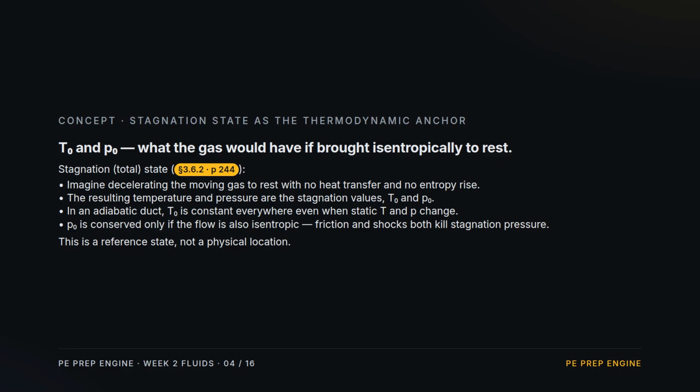The stagnation state is a reference. The moving gas brought to rest with no heat transfer and no entropy rise gives the stagnation values T0 and P0. In an adiabatic duct, stagnation temperature is constant everywhere. Stagnation pressure is conserved only when the flow is also isentropic. Friction kills it, shocks kill it. Both show up later.